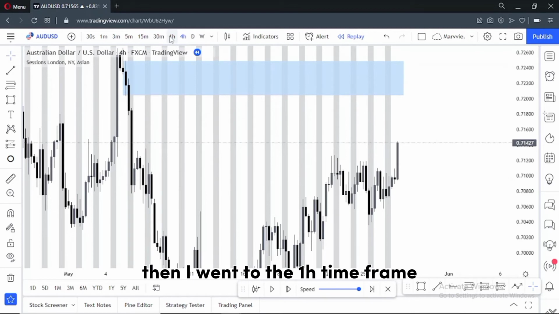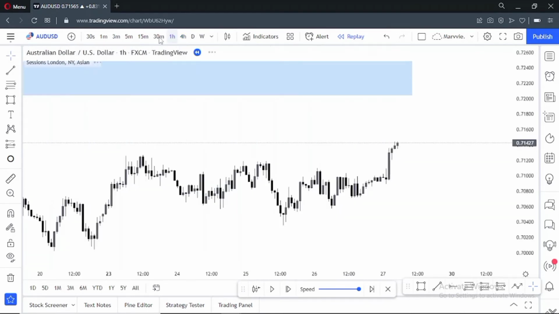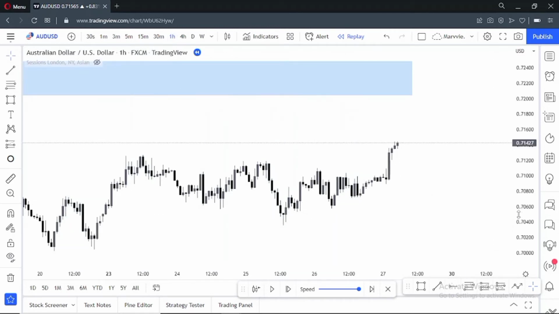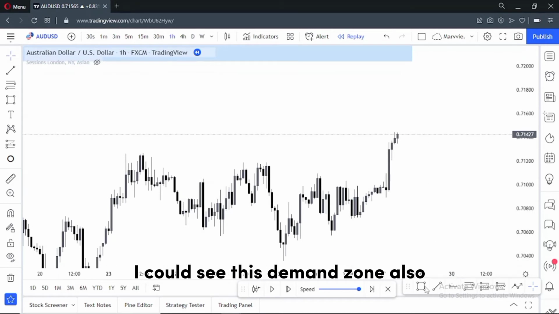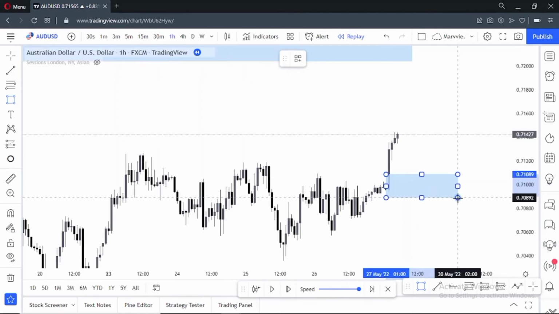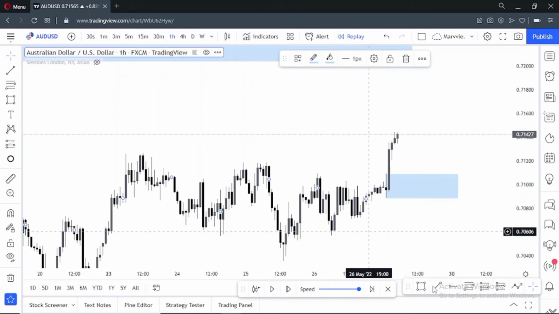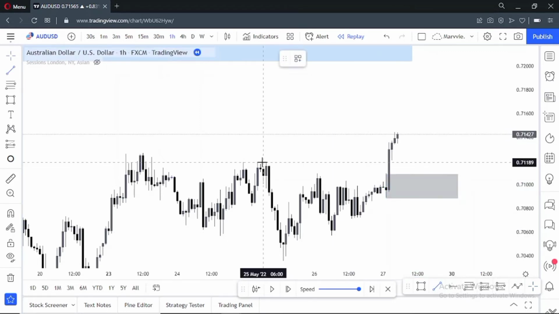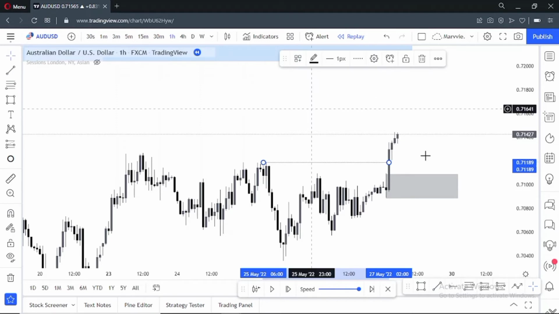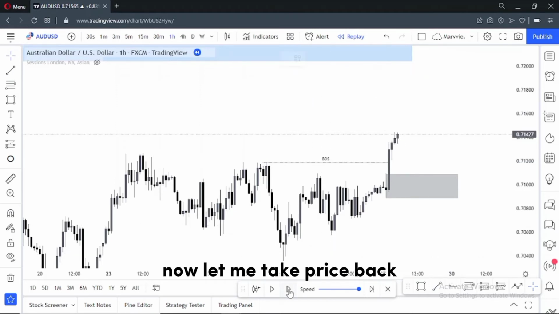Then I went to the 1 hour time frame. Here on the 1 hour time frame, I could see this demand zone also. And this was the one that I actually sent to the free channel on Telegram. Demand zone. Now let me play price back.